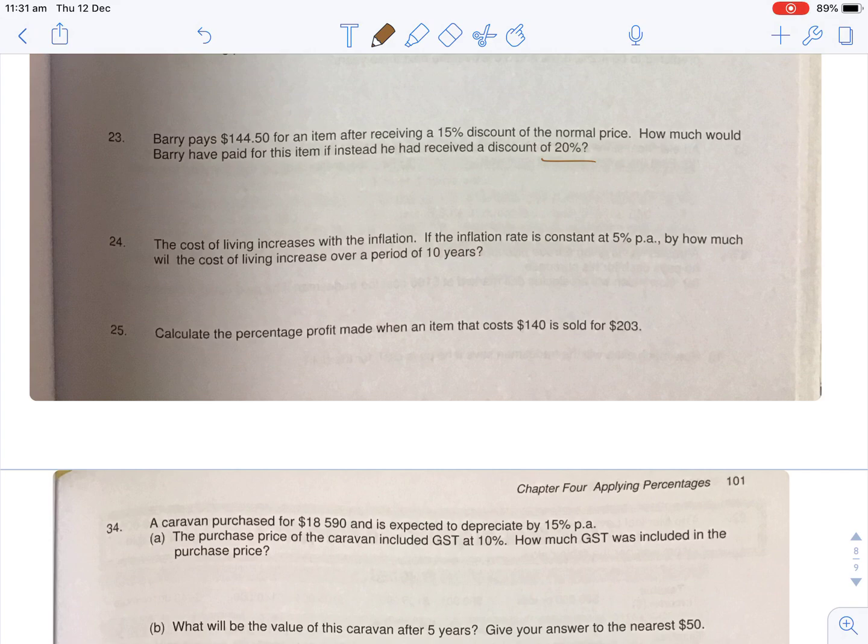So if he paid $144.50 after a 15% discount, we don't know what the original price was, but we would have timesed it by 1 take the 15 on 100, which is 0.15. So we're timesing it by 0.85 because he's paid 85% of the original price. And the answer to that was $144.50. So again, to get x on its own, x is staying, the 144.50 is staying. Instead of timesing, I'm going to divide by that multiplier, which is 0.85.